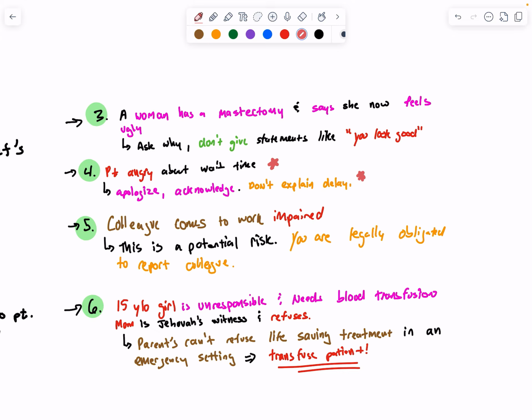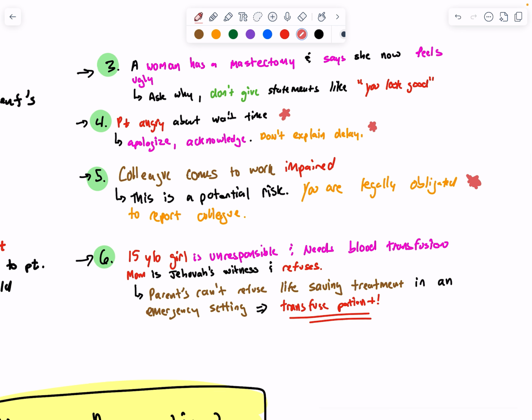All right, next one is a colleague comes to work impaired. This is a potential risk. You are legally obligated to report the colleague. Generally, you'd report to their immediate supervisor, but you'd have to look at the question itself to determine what would cause sort of immediate patient safety concerns.